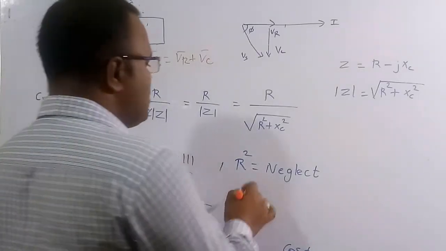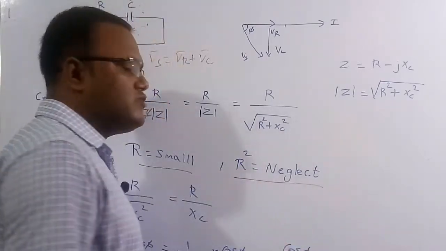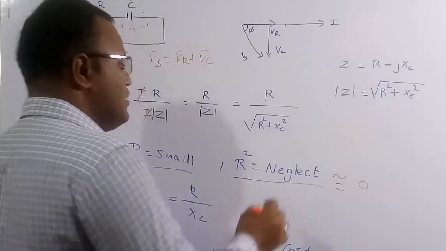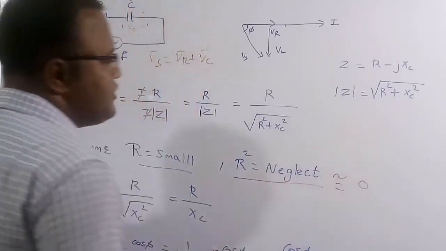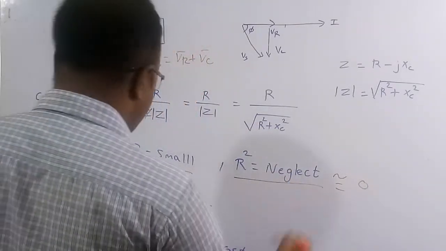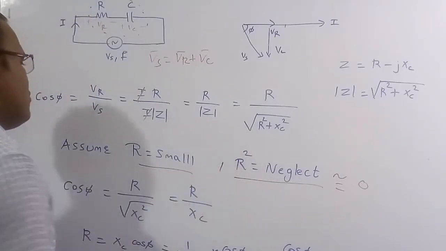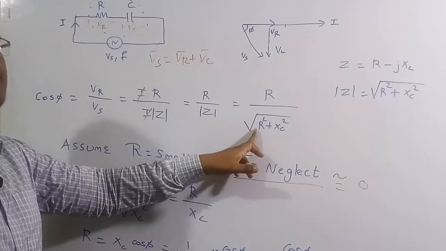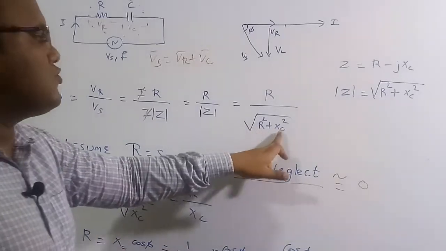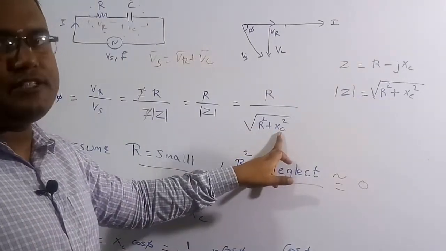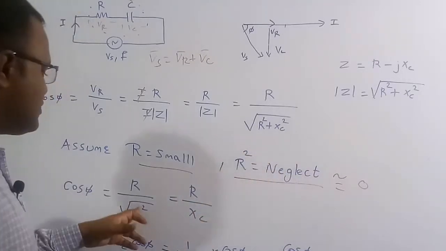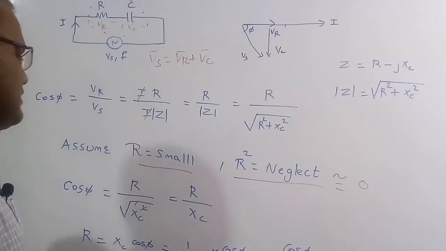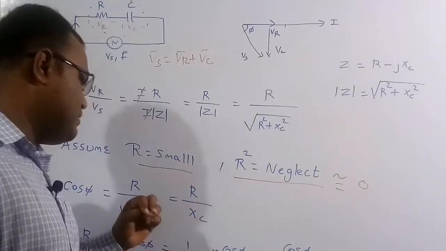Now we are going to neglect this R square, assuming it is nearly equal to 0. Wherever R square is there, we are going to keep it as 0. So finally we get power factor is equal to R by under root over, in place of R square we put 0. The only term available is X square, so under root over X square, the square root and the 2 get cancelled. Finally we get R by Xc.